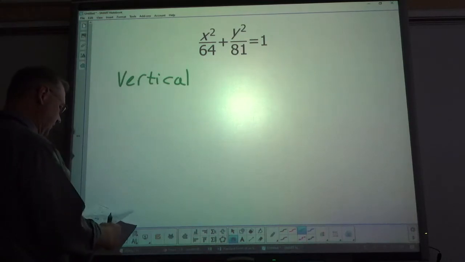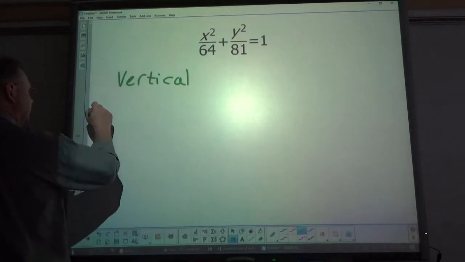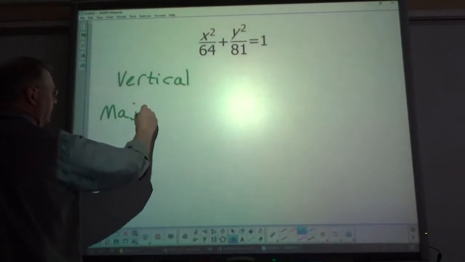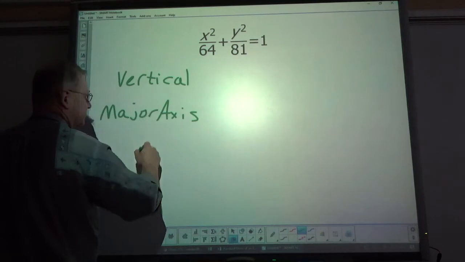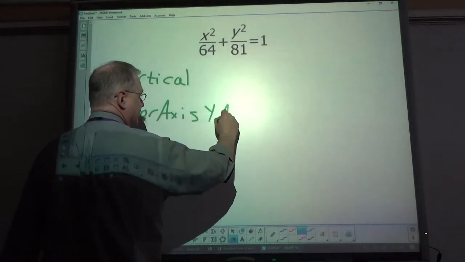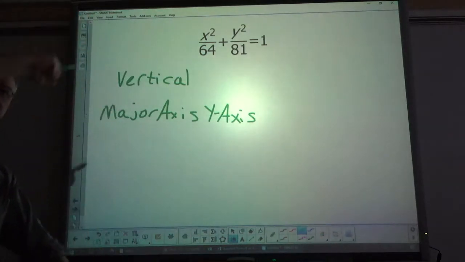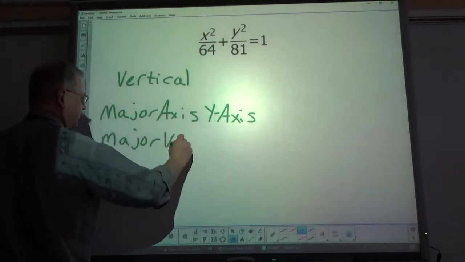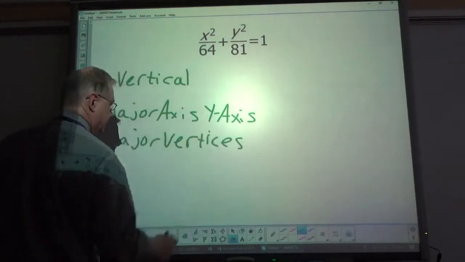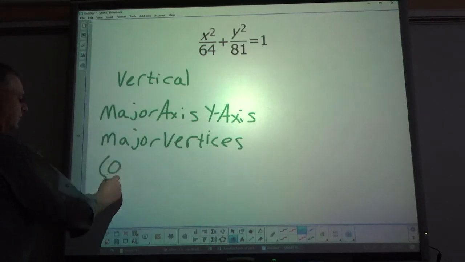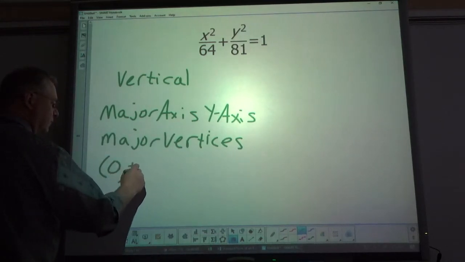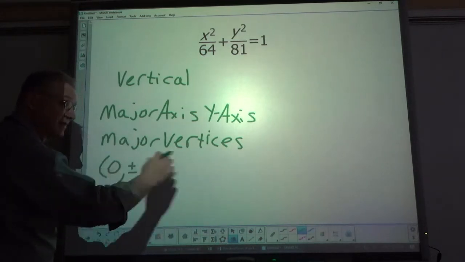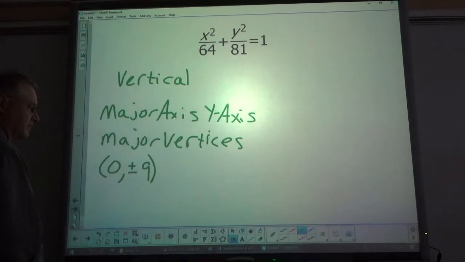All right, so if that is the case, the major axis, of course, is going to be the y-axis because it is vertical. The major vertices are going to be 0, comma, plus or minus 9. You could write it plus or minus, or you could write them as separate ones. So at 0, positive 9, and 0, negative 9 are your two vertices.